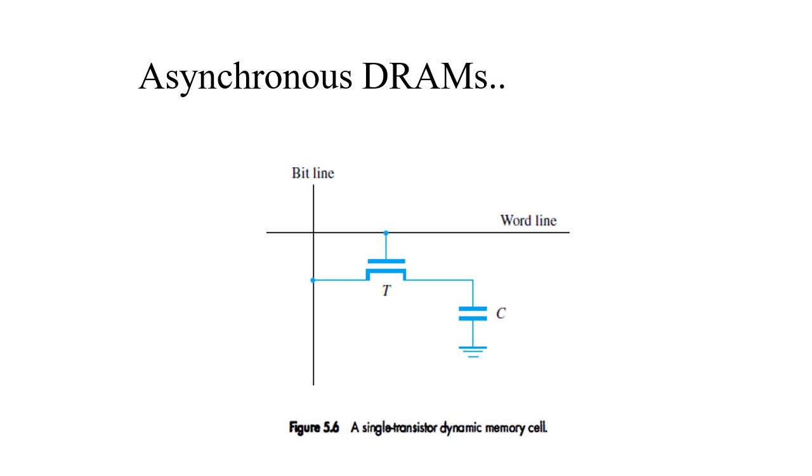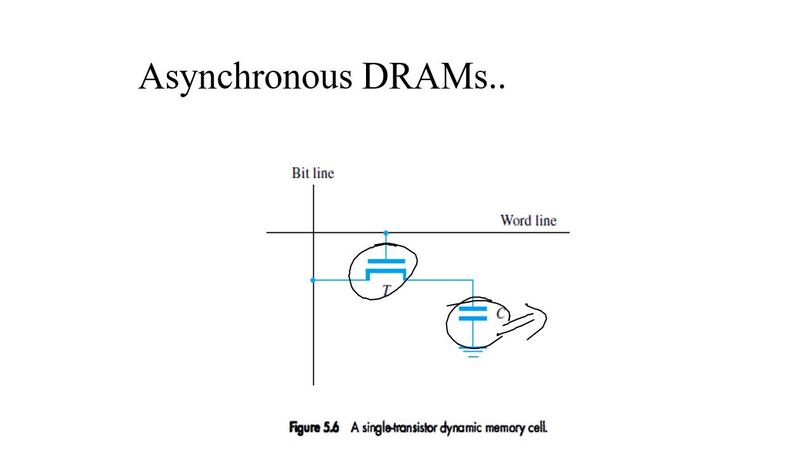The asynchronous DRAM structure is much simpler as compared to the SRAM. In case of SRAM cell structure, we may need 6 transistors along with a word line and a bit line, whereas here we need only one transistor and a capacitor. So this capacitor holds the data that has to be periodically refreshed.